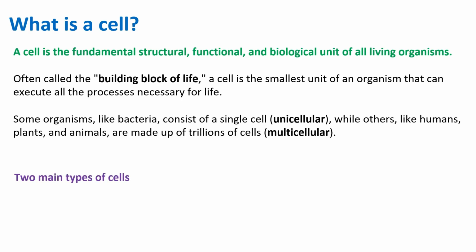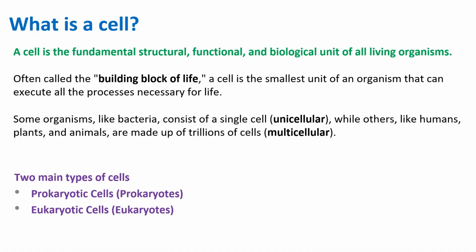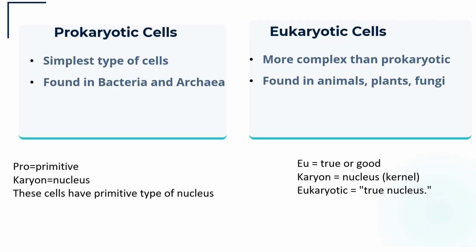There are two main types of cells: prokaryotic cells and eukaryotic cells. Prokaryotic cells are the simplest type of cells. They are found in bacteria and archaea. Eukaryotic cells are more complex than prokaryotic. They are found in living organisms like animals, plants, and fungi.